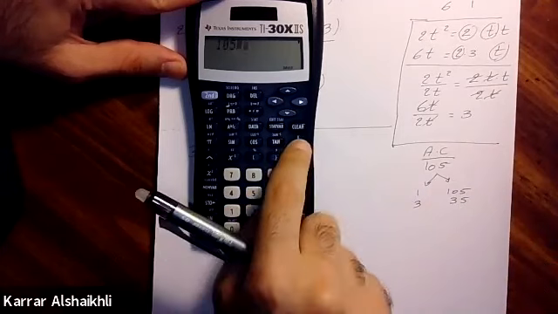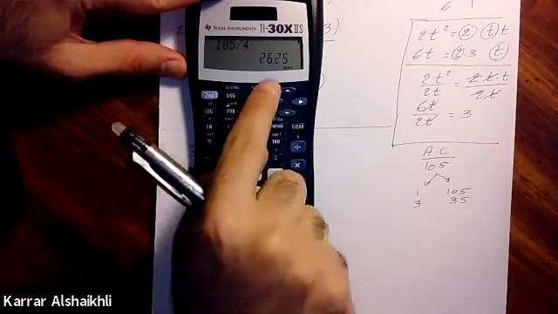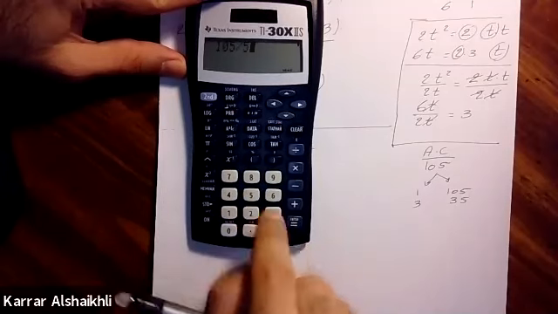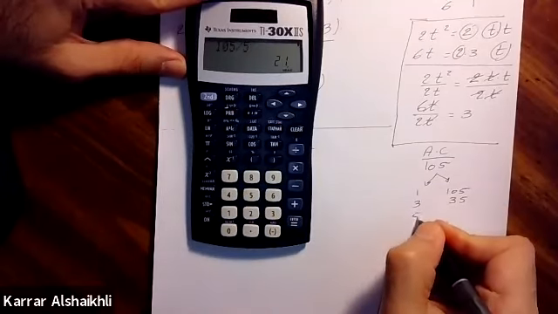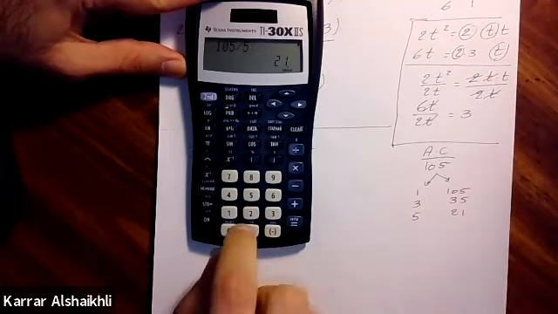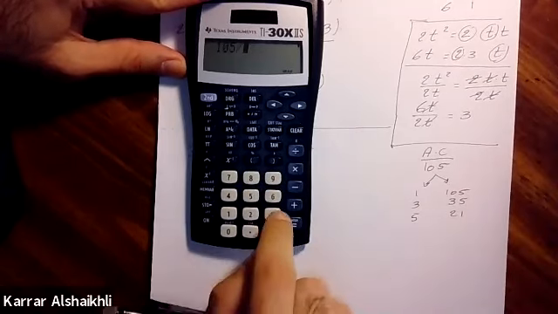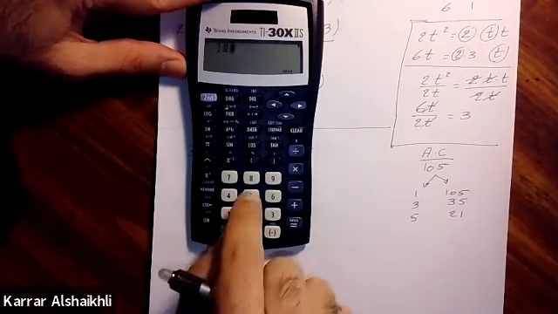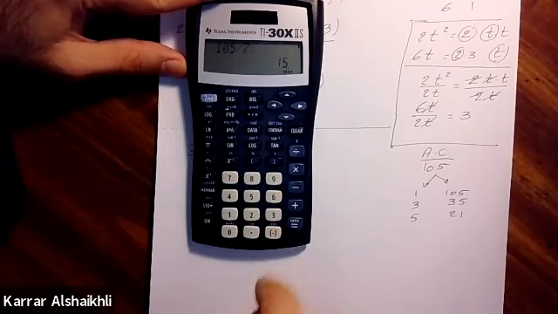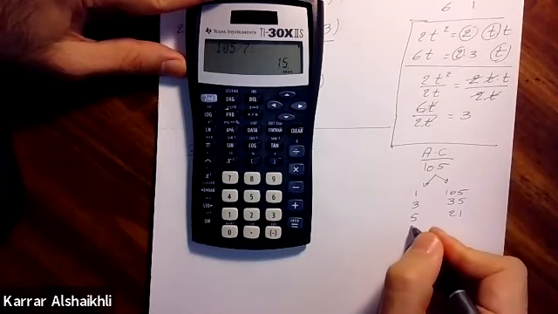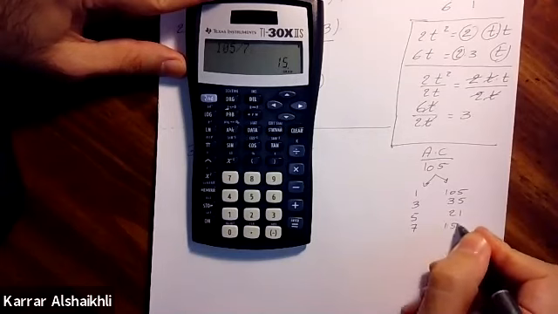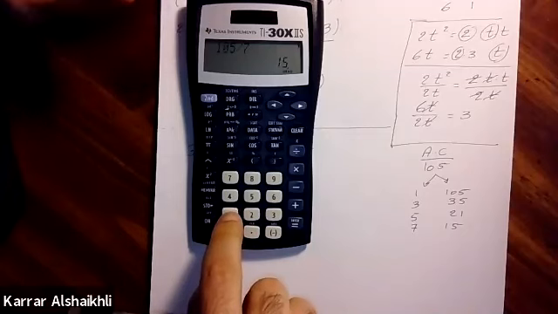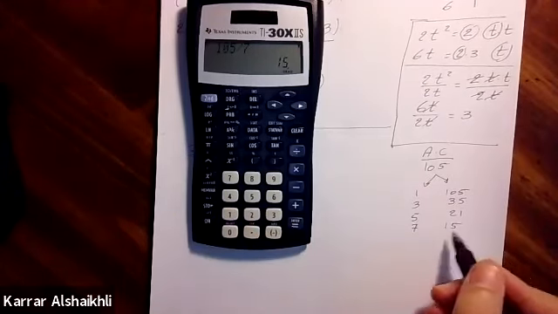105 divided by 4, I can't because it's going to be a decimal number. 105 divided by 5 is going to be 21. So 5 and 21. 105 divided by 6 is going to be a decimal number. 105 divided by 7 is going to be 15. Now here's the option.